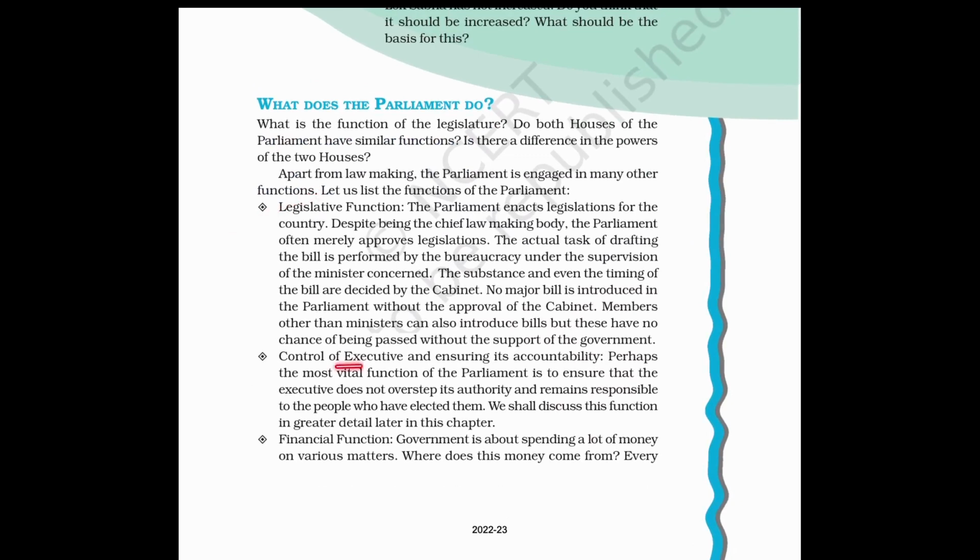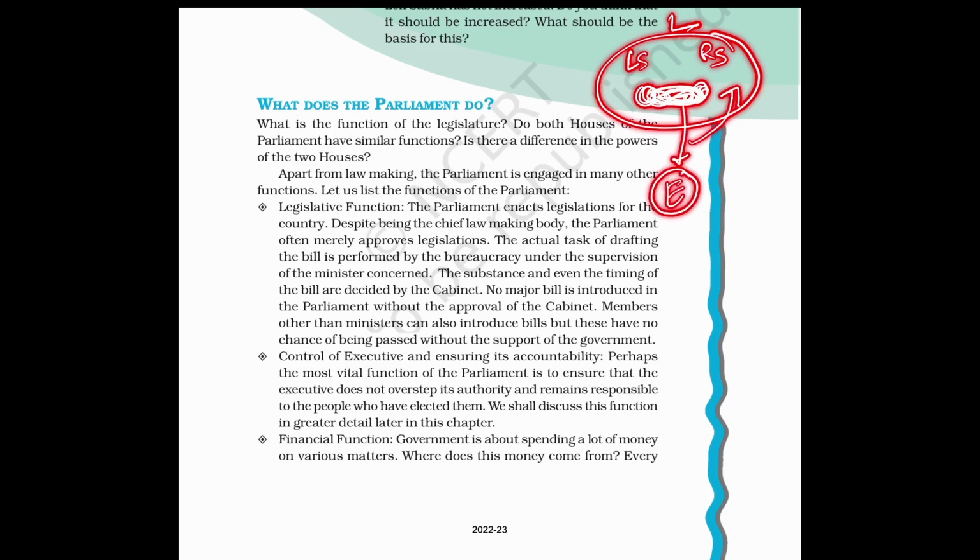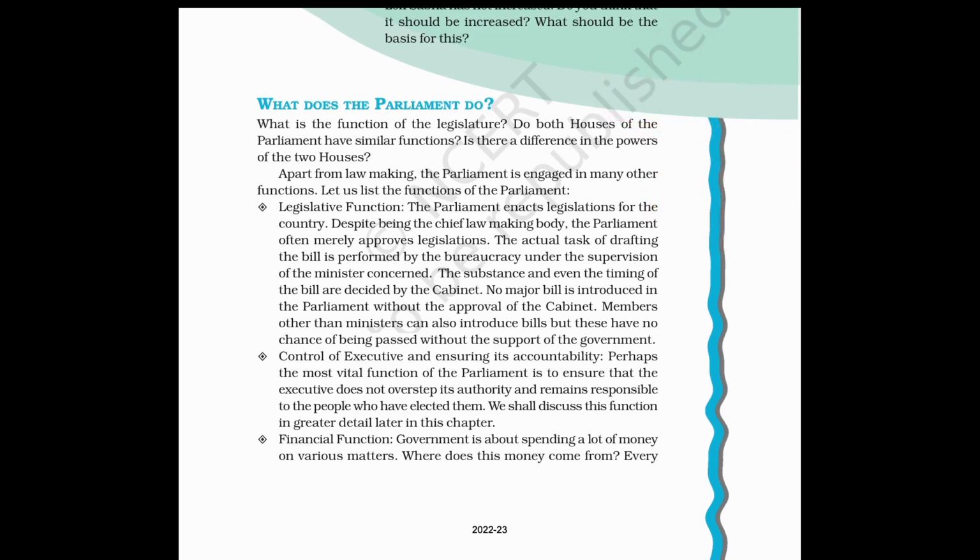Another function is controlling the executive and ensuring the accountability of the executive. So I just showed you this diagram in the legislature: if you have Lok Sabha, Rajya Sabha, some members from here and some members from here, it is they who form the government. So the executive is a sub part of the legislature. The legislature is larger in the picture. The executive will be just a smaller part of it, the ones ruling. So the whole idea is that you have to make them accountable, because it is this executive which is running the system actually, taking part in the governance.